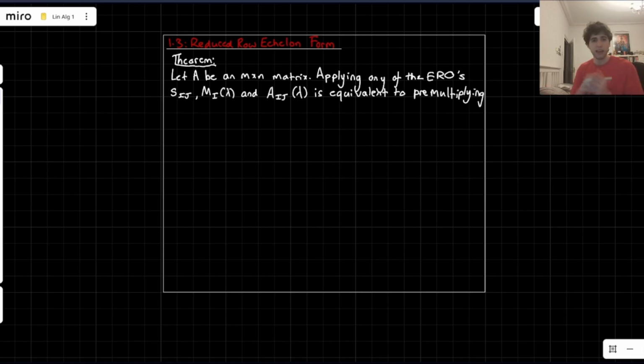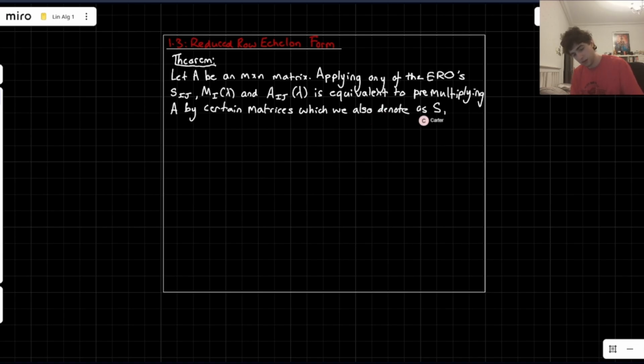Okay, so applying any of the EROs to your augmented matrix is equivalent to pre-multiplying this matrix A by certain matrices, which we also denote as Sij, Mi of lambda, and Aij of lambda, respectively.